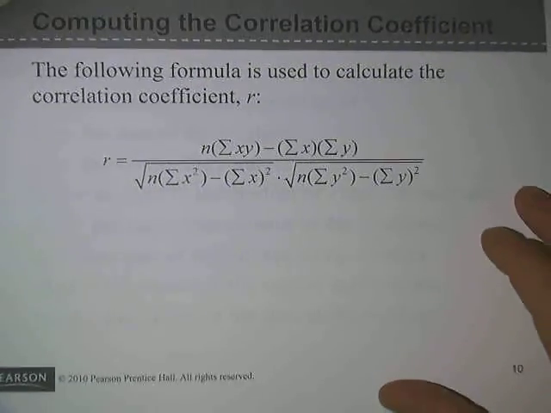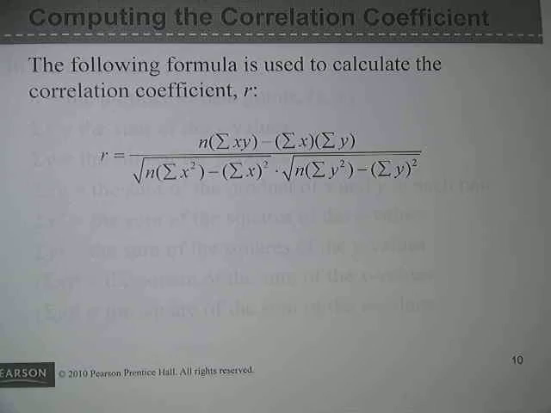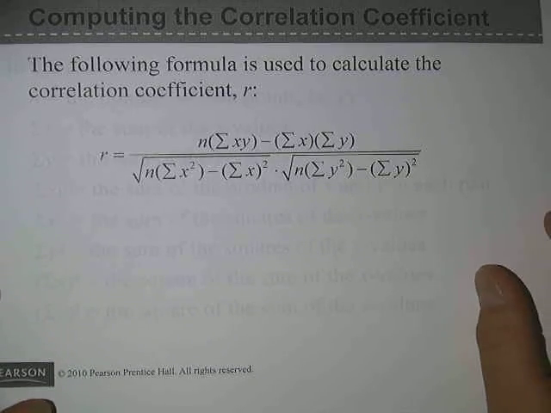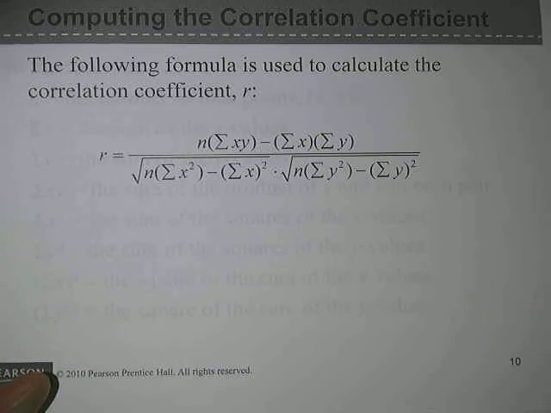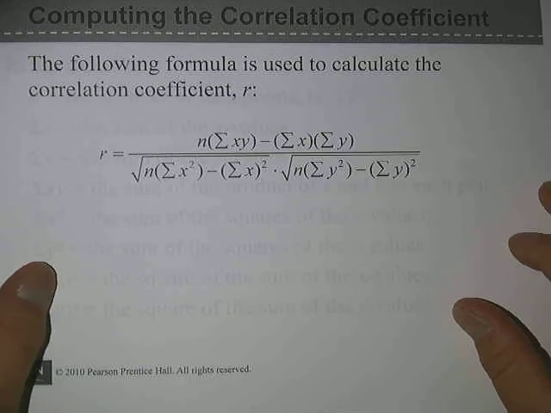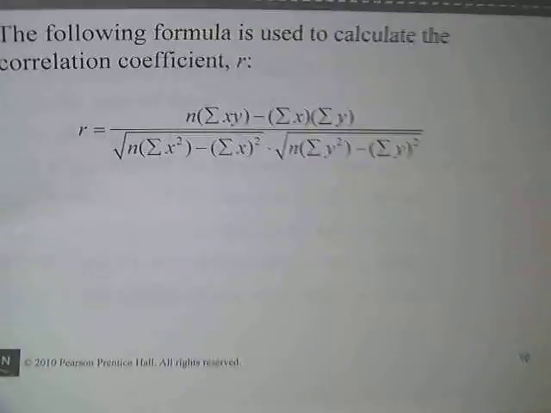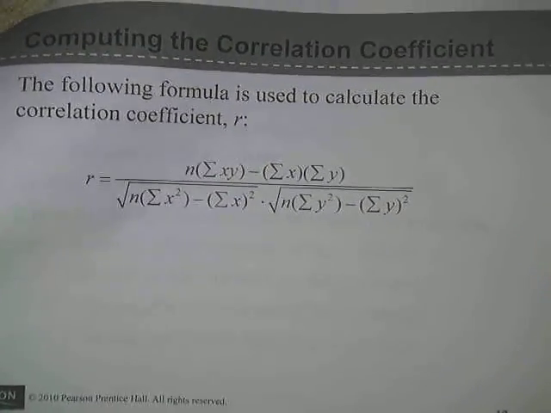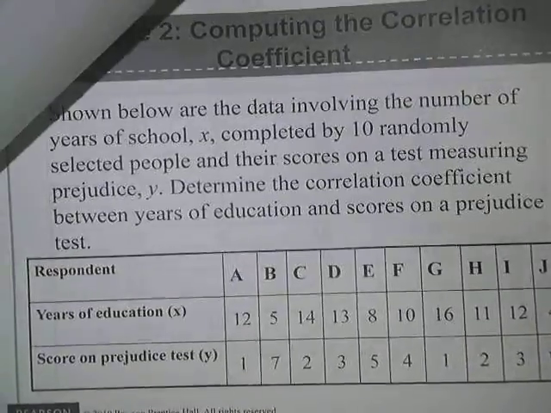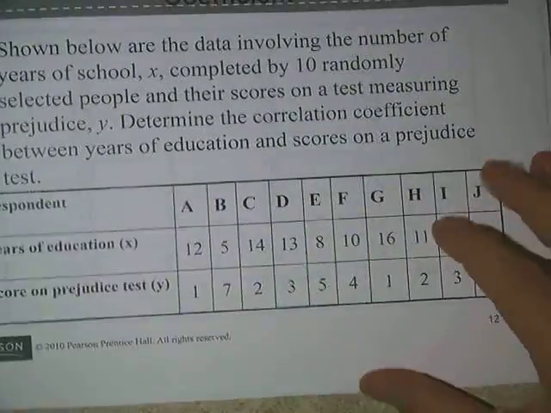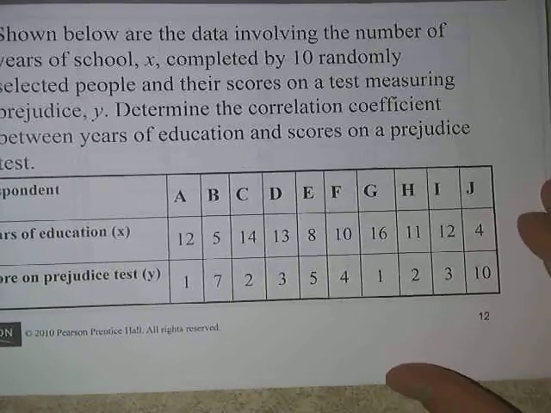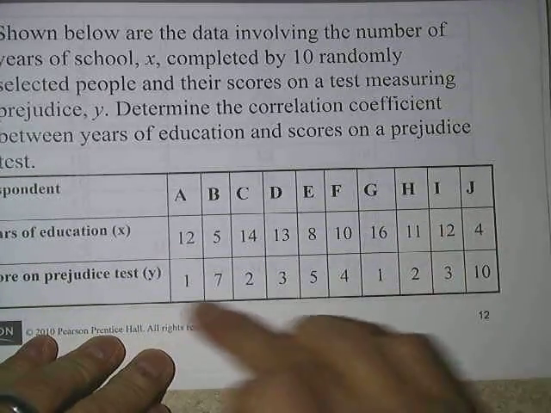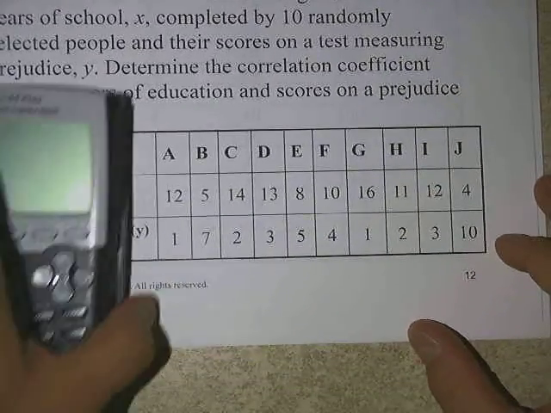Okay. All right, now this looks like a really fun formula. If you take a look at it, the following formula is used to calculate the correlation coefficient R. And if you look at that, that looks like a big mess. And it is. And therefore, we're not going to do that in this class. We are going to use our calculators. Since we all have graphing calculators, we're going to use the calculator to calculate the correlation coefficient.